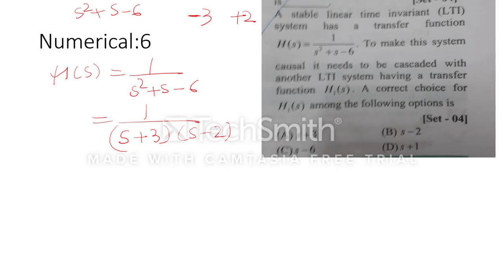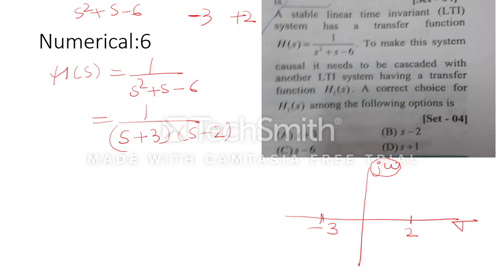If we try to plot the j omega axis and sigma axis, minus 3 will come here and 2 will come here. So the condition is the final system should be stable as well as causal. We should remember that for a stable system, the ROC should include the j omega axis, and for causal it should be a right sided sequence. Because here, if we consider the ROC to the right of 2, the j omega axis will not come in the picture, so the stable system will not be there.